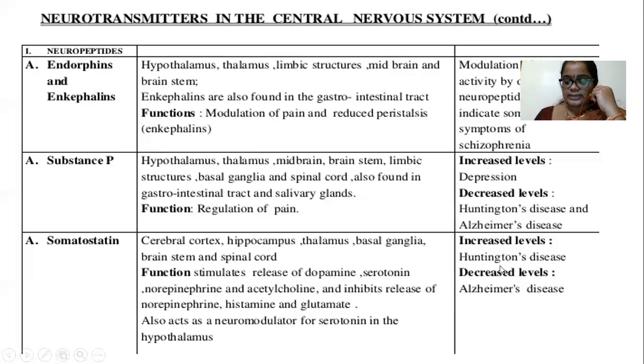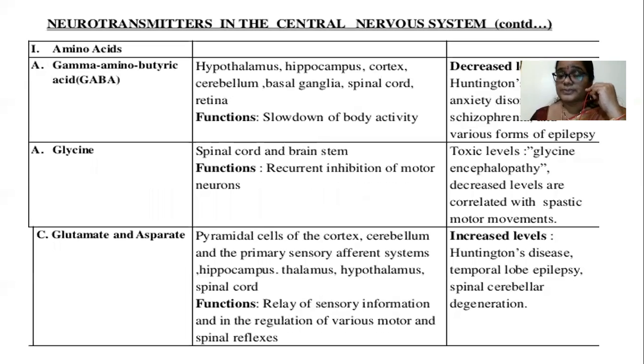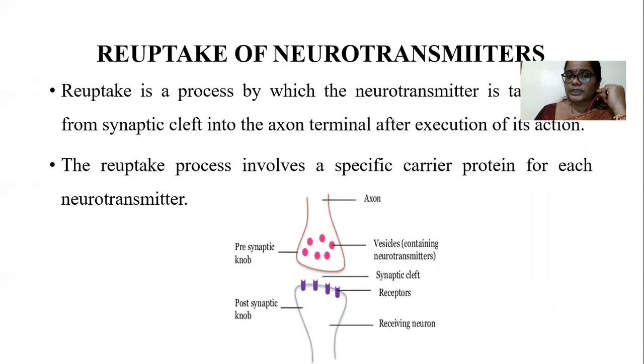So for all these neurotransmitters, if the levels increase, some kind of neurological disease will occur. If the levels decrease, some kind of psychological disease will happen. In further chapters, I think the third and fourth chapters, we will discuss anti-mania drugs, schizophrenia drugs, anti-Parkinson drugs, epilepsy drugs, and antidepressant drugs.